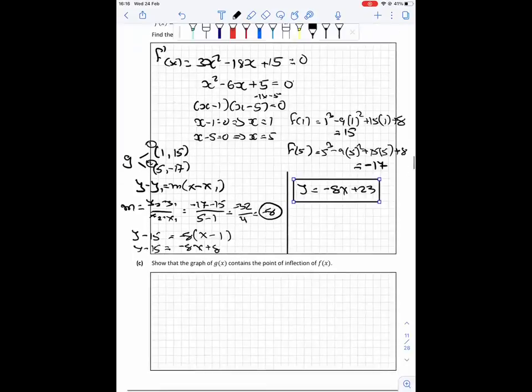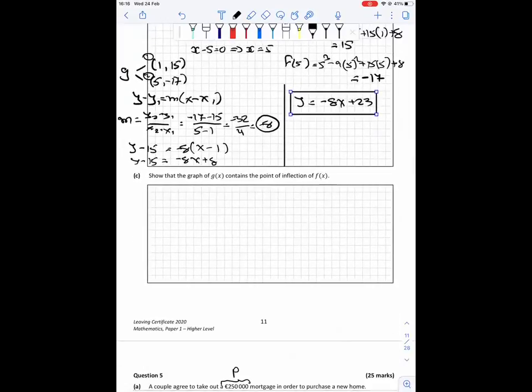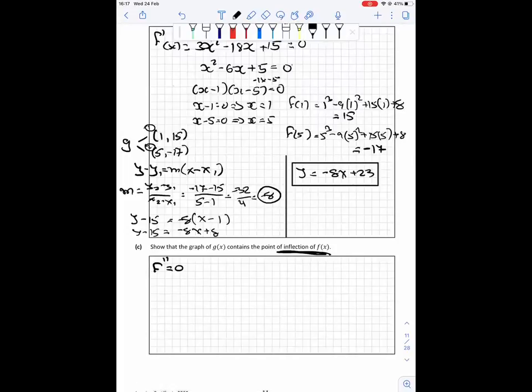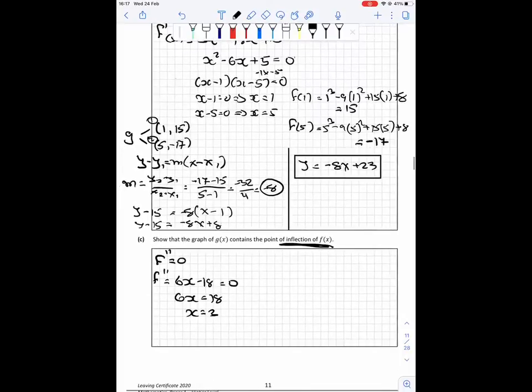The second part of the question is telling us, show that g of x contains the point of inflection. So this time we have to figure out what the point of inflection is, to show that the point is on it. To find the point of inflection, we do f''(x) equals 0. So I go to my first differentiation and I differentiate that again. So my second differentiation will be 6x minus 18. I make it equal to 0 and I solve for x. So x equals 3. It's the point of inflection, so we need to find the y at this point.